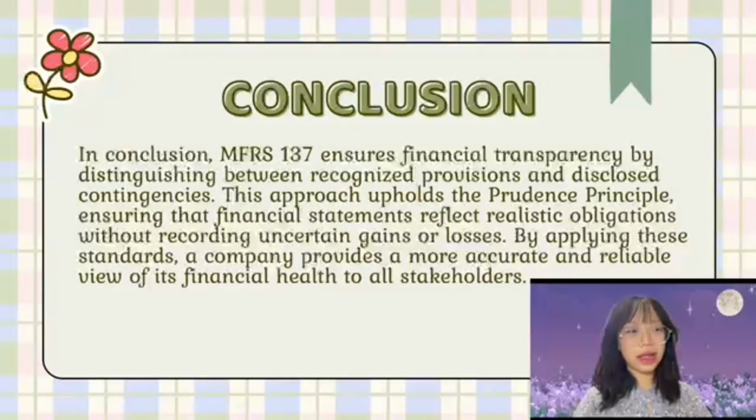In conclusion, MFRS 137 ensures financial transparency by distinguishing between recognized provisions and disclosed contingencies. This approach upholds the prudence principle, ensuring that financial statements reflect realistic obligations without recording uncertain gains or losses. By applying these standards, a company provides a more accurate and reliable view of its financial health to all stakeholders.